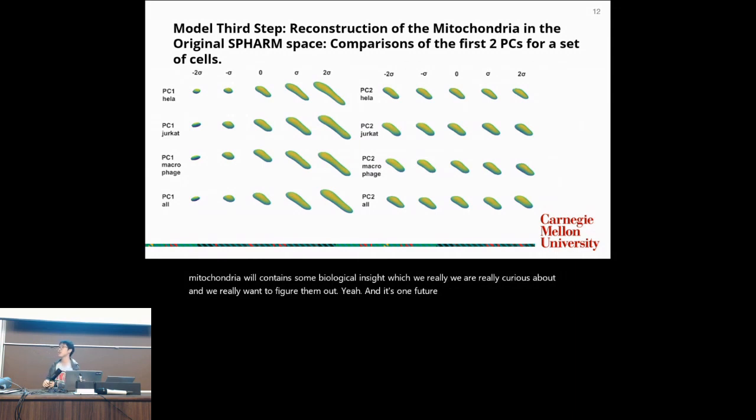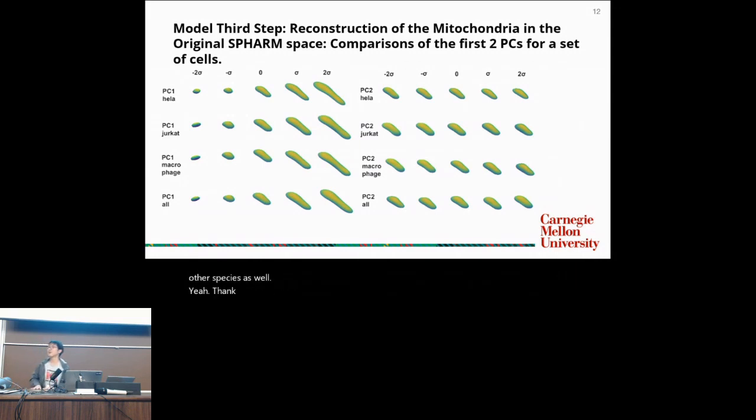Certainly in yeast, mitochondrial shape and size are linked to specific kinds of mutations. We know that, so you may find similar things in other species as well. Oh, yeah. Thank you.